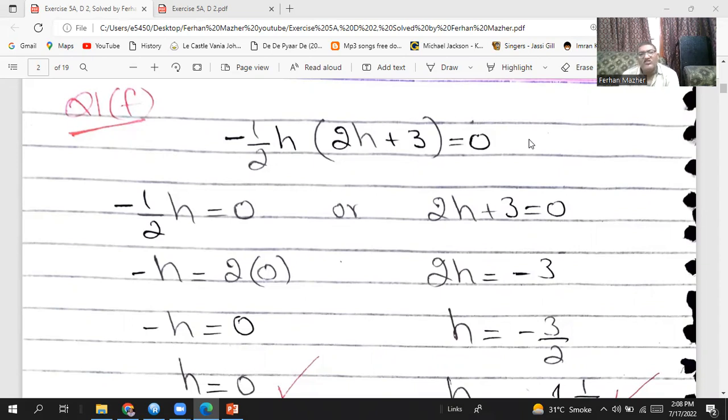So minus 1/2 h is equal to 0. That 2 will go to the other side. So minus h will be equal to 2 multiplied by 0. 2 multiplied by 0 is 0, so minus h is 0. Multiply both sides with the negative, minus 1. So you will have h equals to 0.